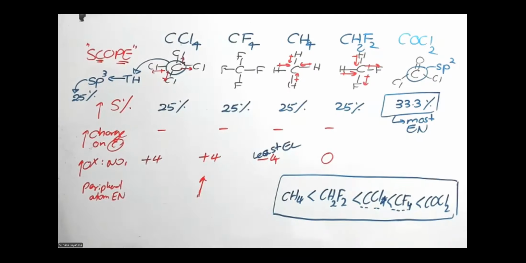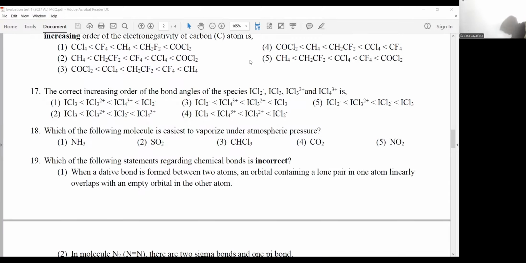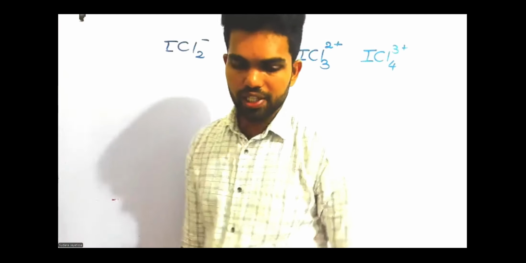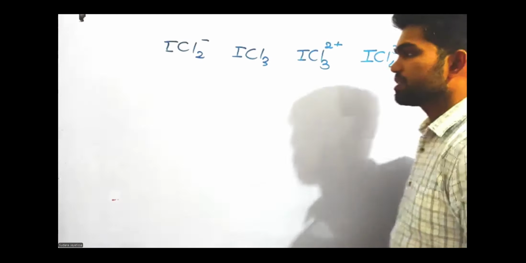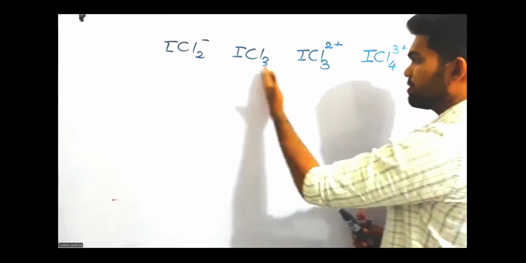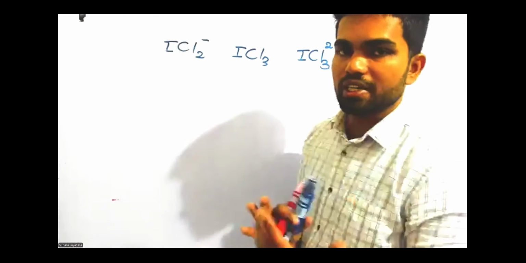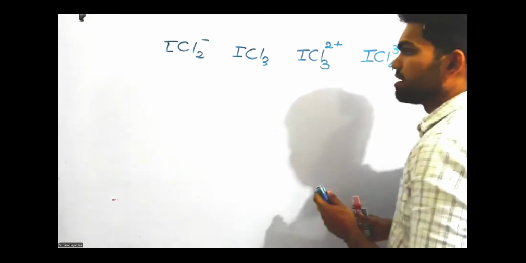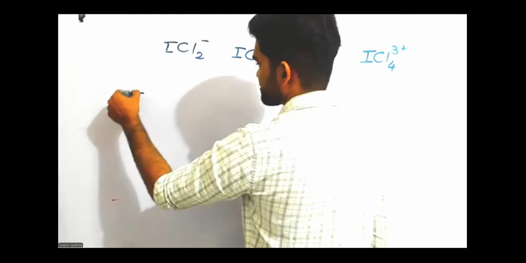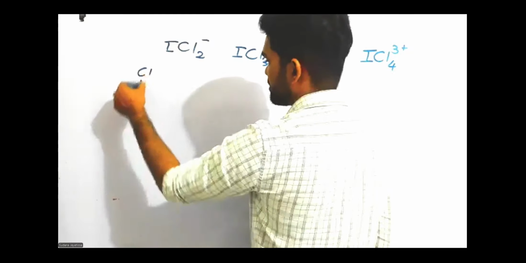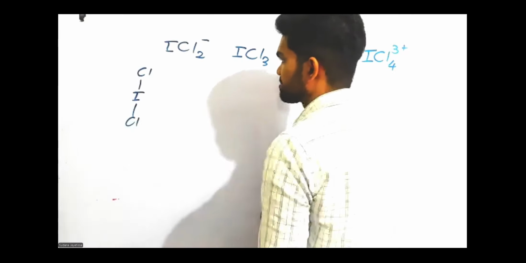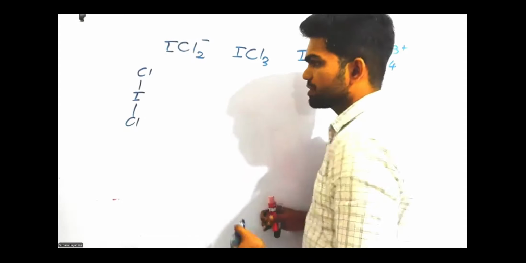Then let's go to the 17th one. They're asking the bond angles of these 4 molecules. We need their Lewis structures. So now let's first get their Lewis structures. The central atom of all these molecules is going to be iodine, because it is the least electronegative one when you compare chlorine and iodine. So iodine is the central atom. Here you have 2 chlorine atoms around that. And there must be a negative charge also.